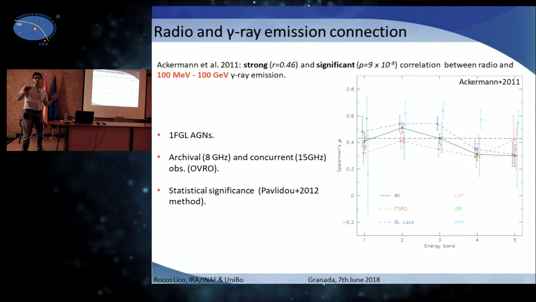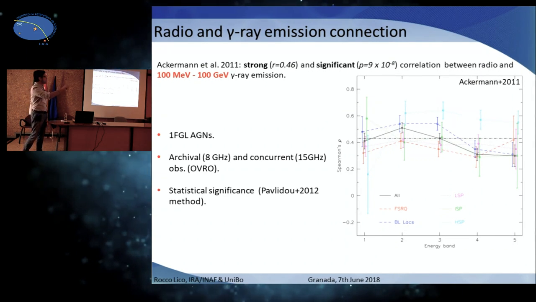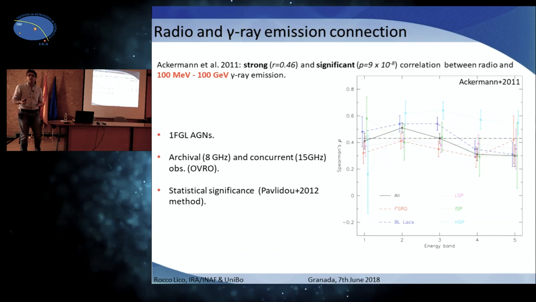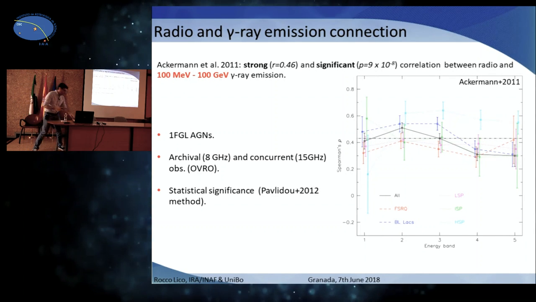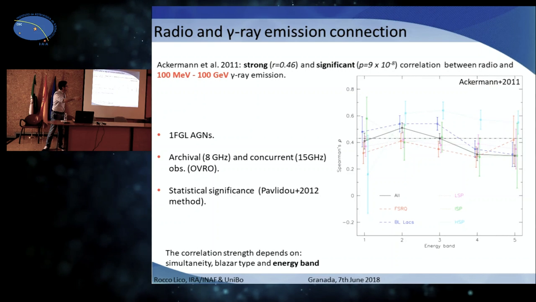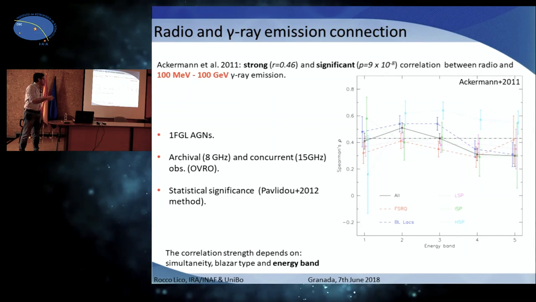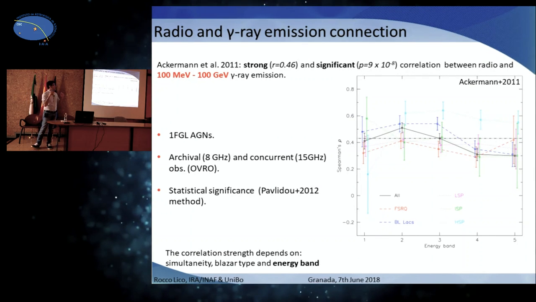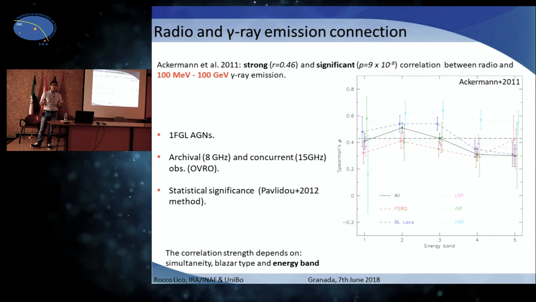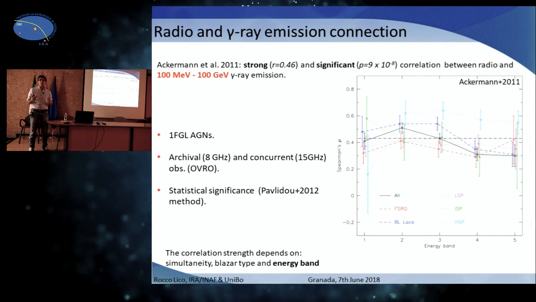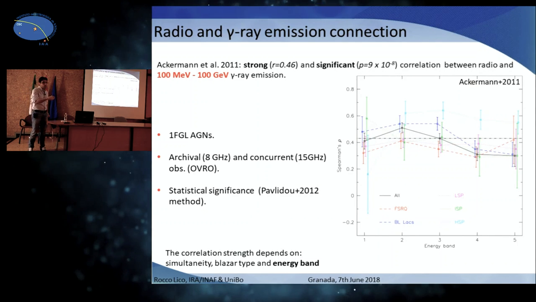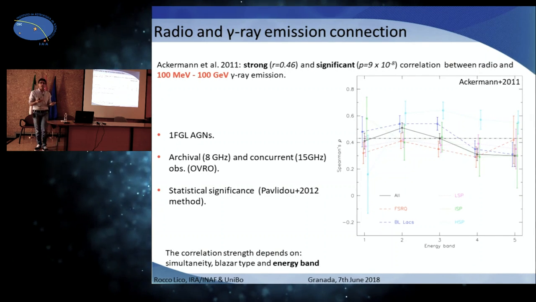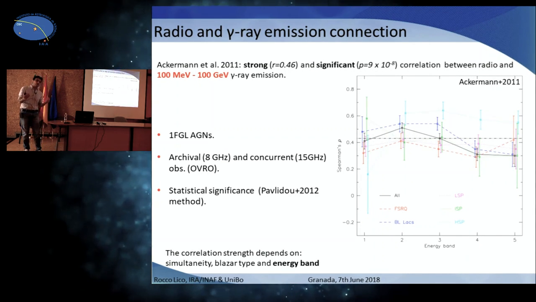Now it's not important to understand which one is the subclass. This plot is just to show you that the strength of the correlation has a different behavior according to different things. For example, according to the blazar subclass that we are considering, it's also important to take into account the simultaneity of observations. So what the authors find in this work is that when they use simultaneous, concurrent observations, the correlation that they find is even stronger. And this is because, at least for blazars, which are very variable sources, as we said before, it's very important to use concurrent observations for this kind of comparison.